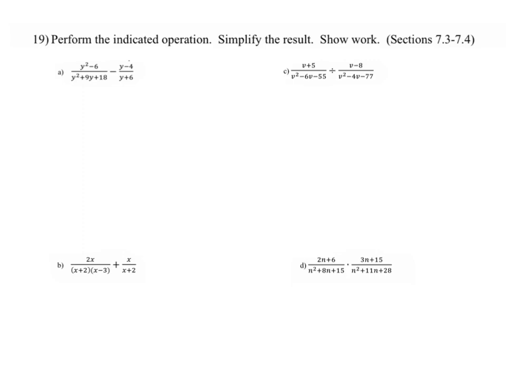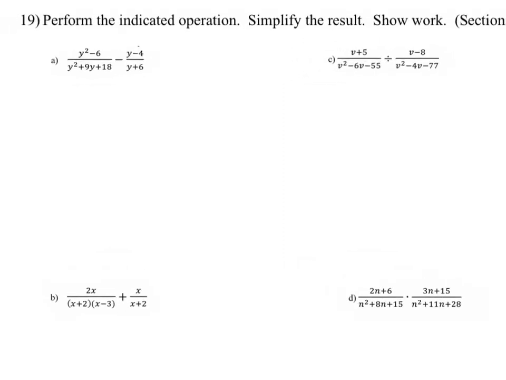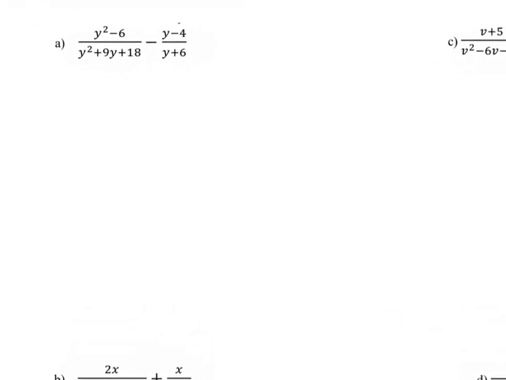Let's go ahead and look at 19. We have to perform the indicated operations. We're going to start with some additions and subtractions. So a, we have y squared minus 6 over y squared plus 9y plus 18 minus y minus 4 over y plus 6. I'm going to start by factoring the bottom on a. This is y plus 6 and y plus 3. 6 times 3 gives us the 18. 6 plus 3 gives me the 9.